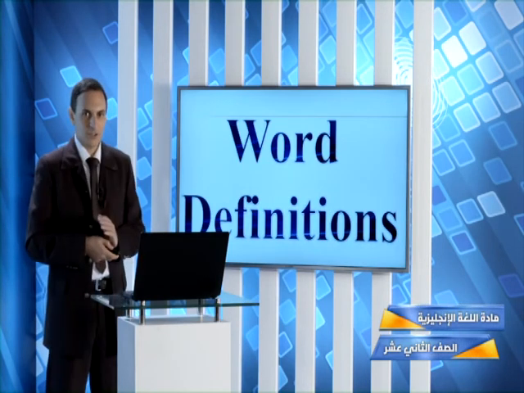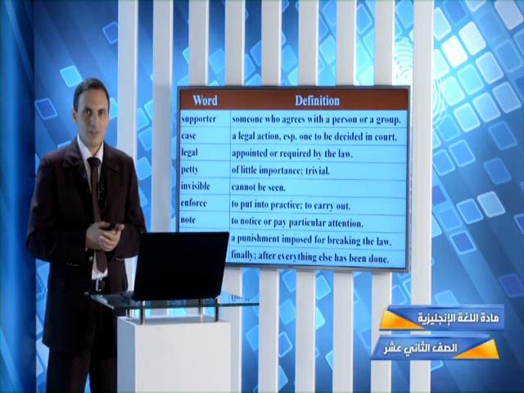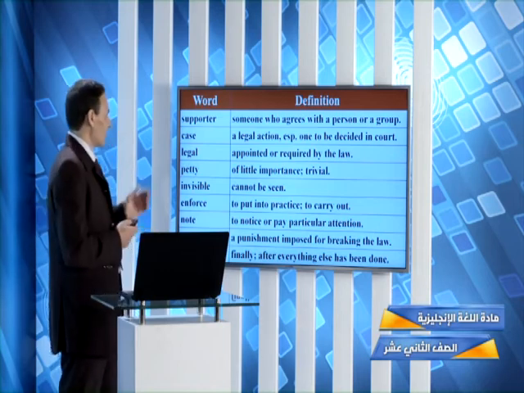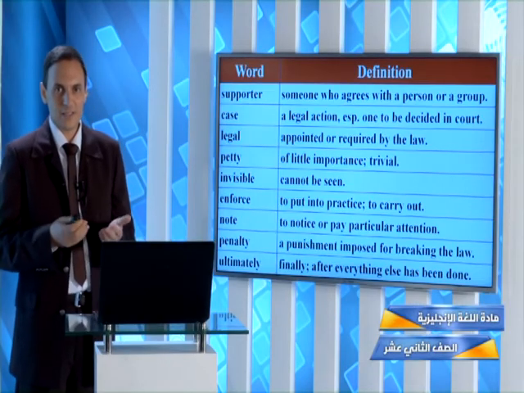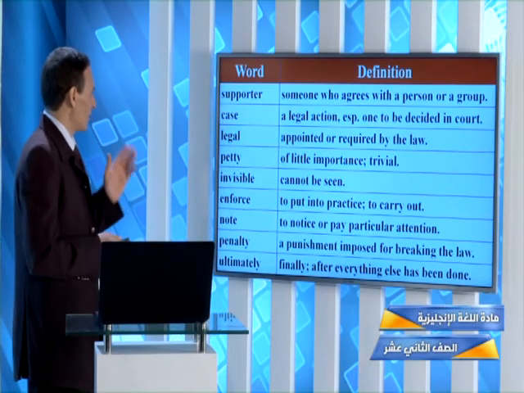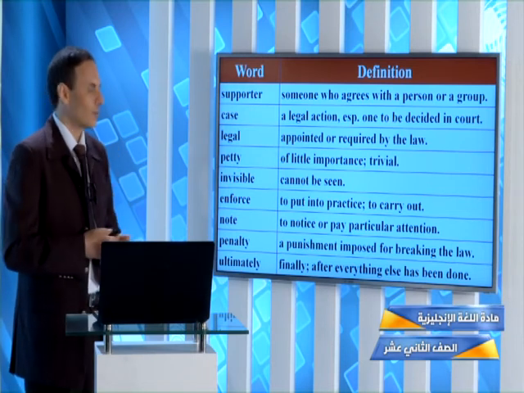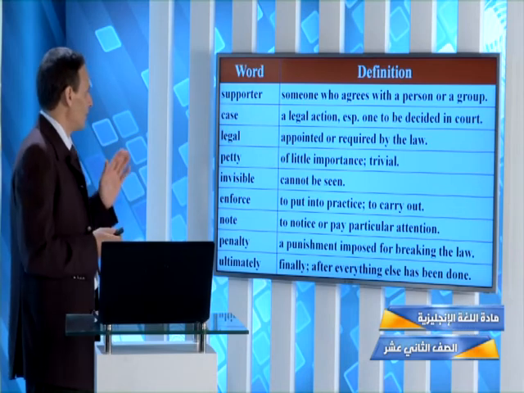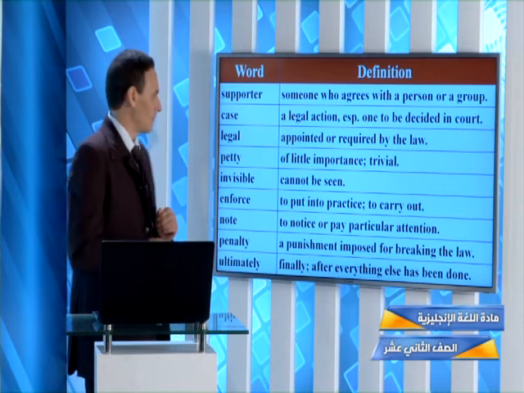Now, word definitions. Here is a list of all the word definitions from Unit 1. Let's read them together. Supporter is defined as someone who agrees with a person or a group. Case is a legal action, especially one to be decided in a court. The adjective legal, by definition, means appointed or required by the law. Petty means of little importance and trivial.